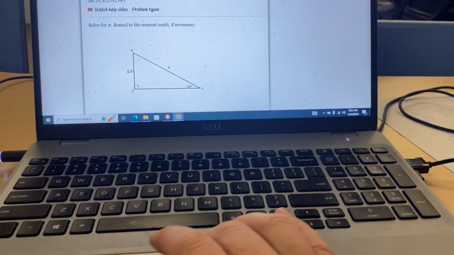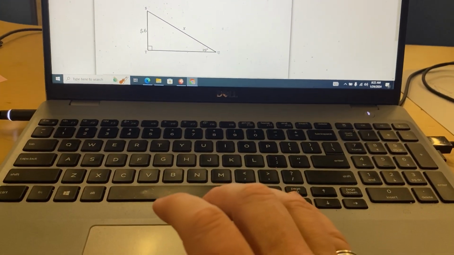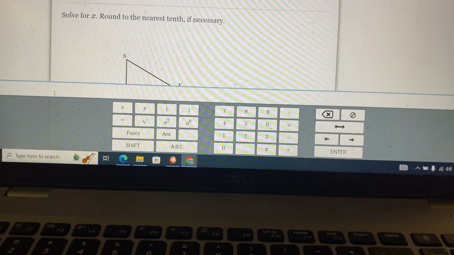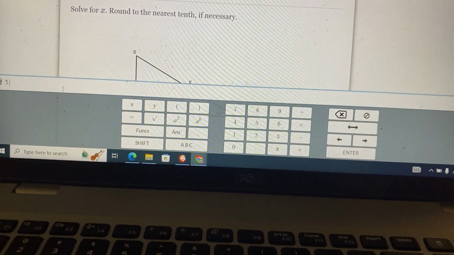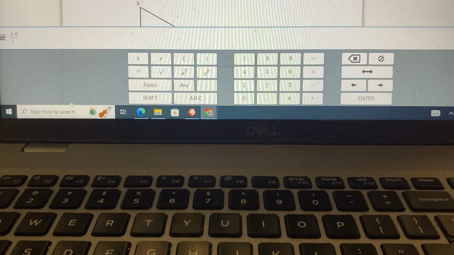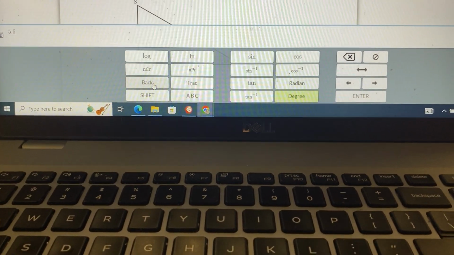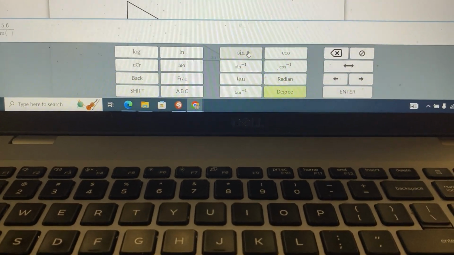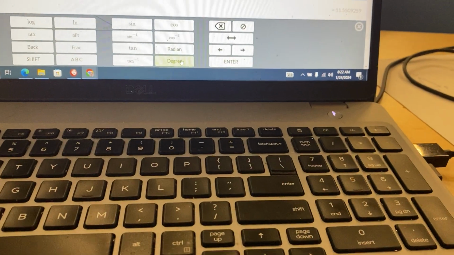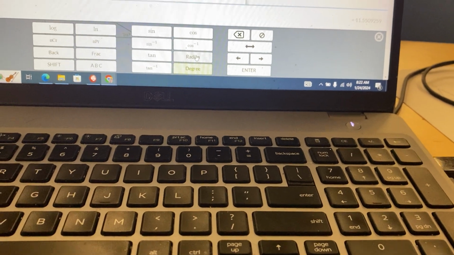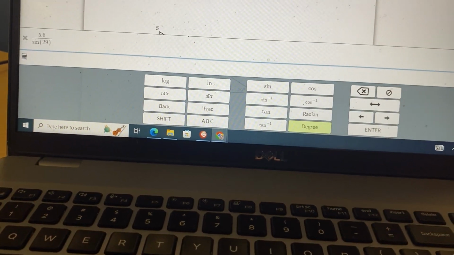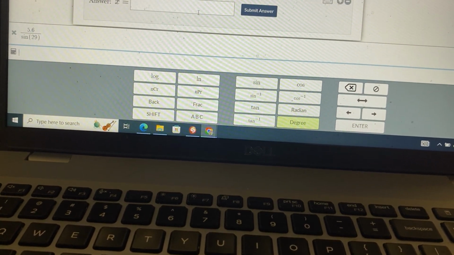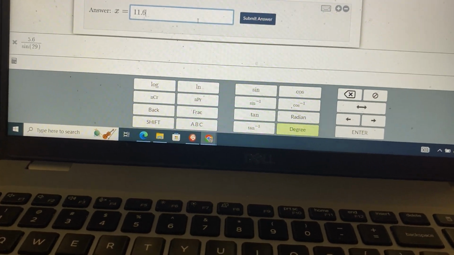Knowing that, that's what I'm going to type into my calculator. I'm not going to go to a different one, just going to use this one. 5.6 over, it should be in functions here, yes, the sine of 29. You can see my degrees are highlighted here, not my radians. So I get 11.55. They want it to the nearest tenth, so that's going to be 11.6 when I round that.